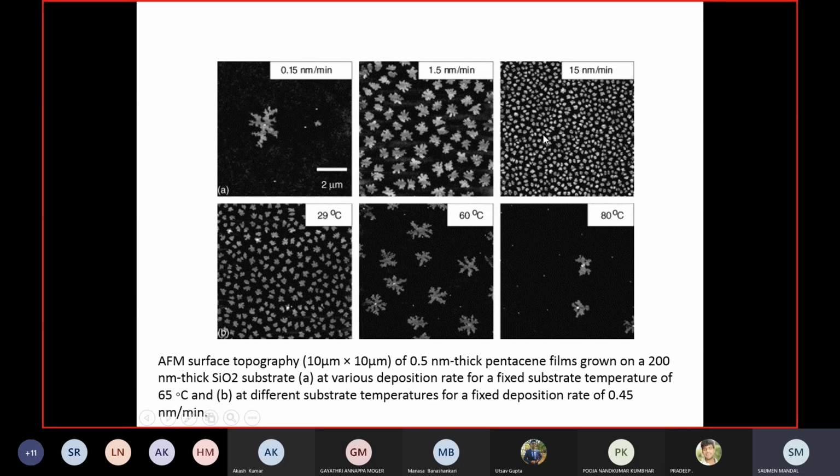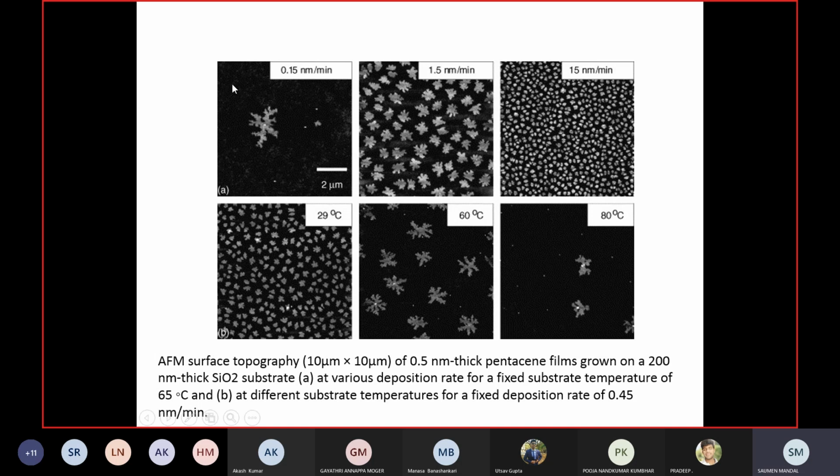So at a higher deposition rate, the critical radii requirement decreases. So that's why the majority of whatever embryos form will pass. So here the nuclei density became very high, and as a result, when there are more nuclei, it will end with a smaller grain size. So if I want a smaller grain size, I can go for a higher deposition rate.